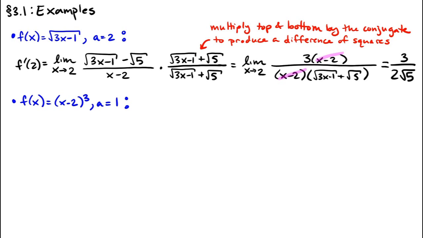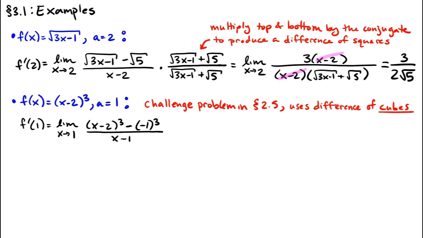What about if f is x minus 2 cubed and a is 1? Try to set up the limit. You should get this limit, which you may recognize. If you rewrite that minus negative 1 cubed as plus 1, then this is a challenge problem that we had in one of the videos from section 2.5.